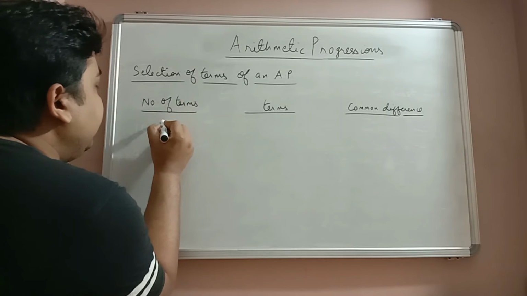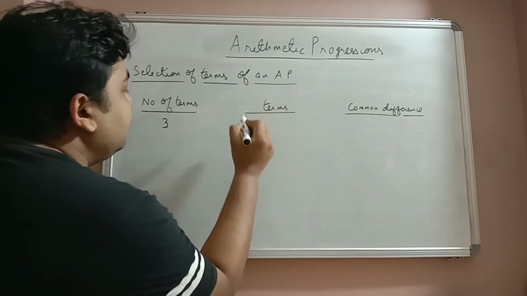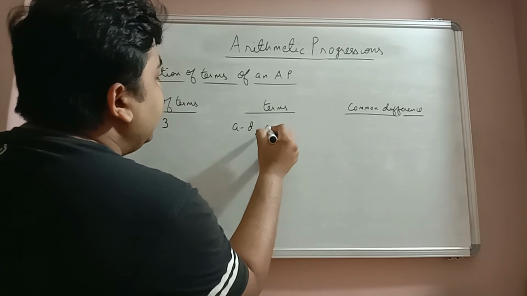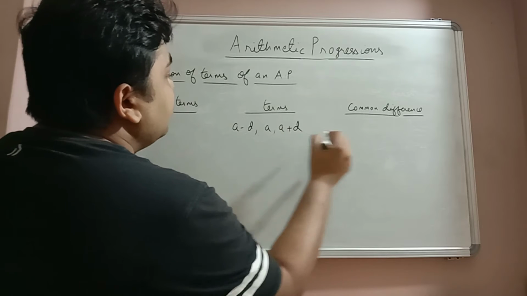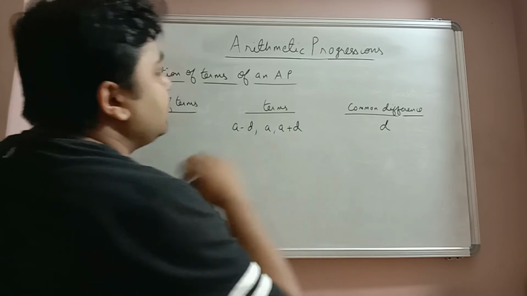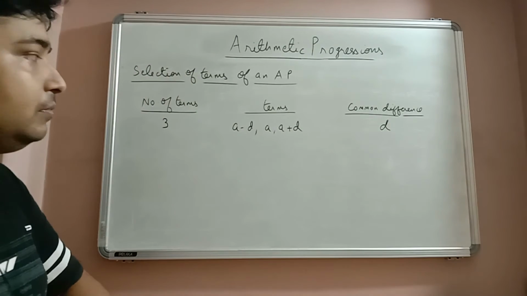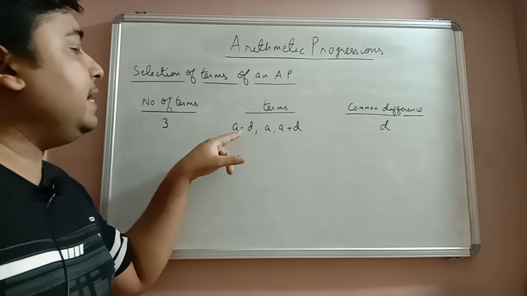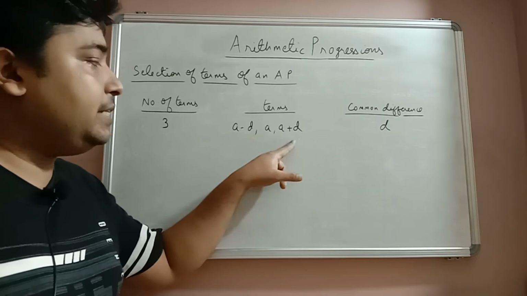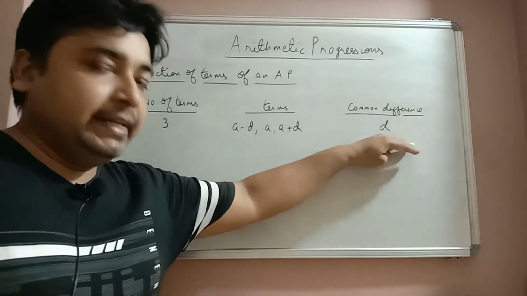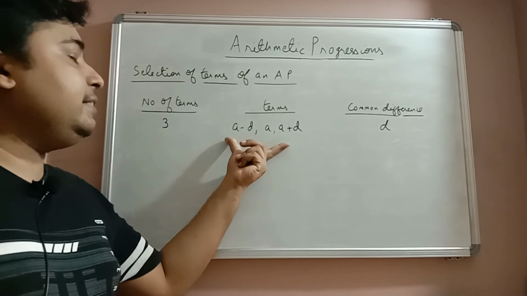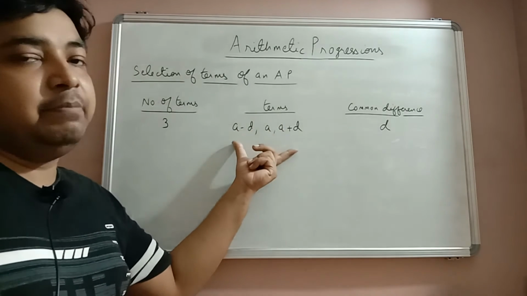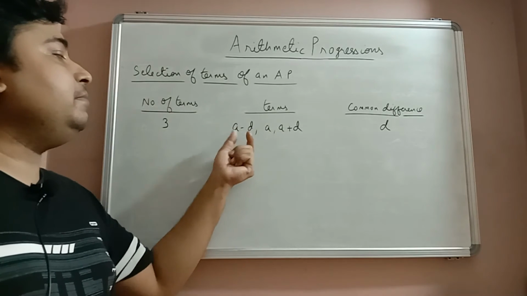For example, if we have three terms, then the terms to be taken are a minus d, a, a plus d. The common difference that we need to take is d. So we have to remember that whenever the number of terms is 3, we take terms like this: a minus d, a, a plus d, and the common difference should be d. The advantage of taking these terms is that when we take the sum, one of the variables gets eliminated.